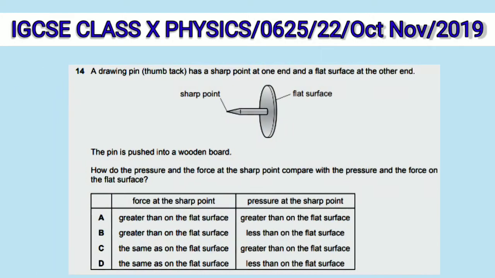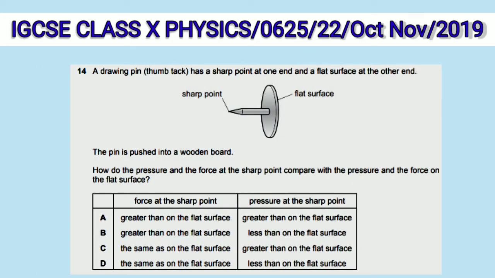Question number 14. A drawing pin, thumb tack, has a sharp point at one end and a flat surface at the other end. The pin is pushed into a wooden board. How do the pressure and force at the sharp point compare with the pressure and force on the flat surface?